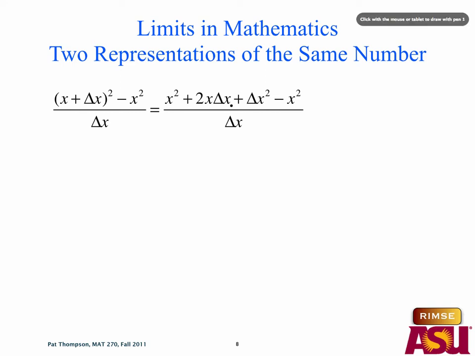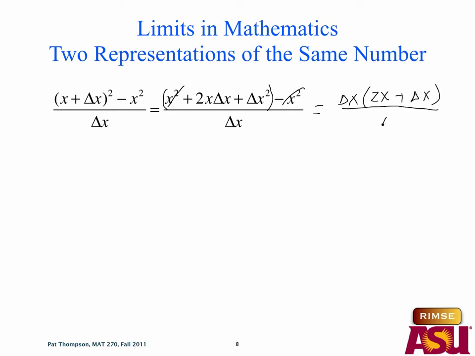Now this is an expansion of the first term in this expression. But notice that we now have some like terms that we can subtract, x squared minus x squared. The remaining terms both have a delta x in them, so I can factor out a delta x. And I get this expression.